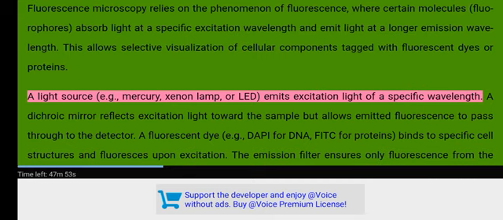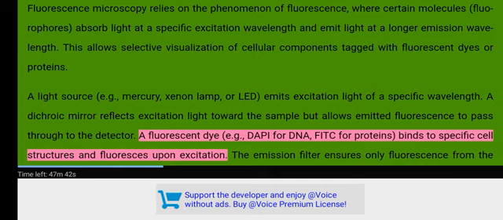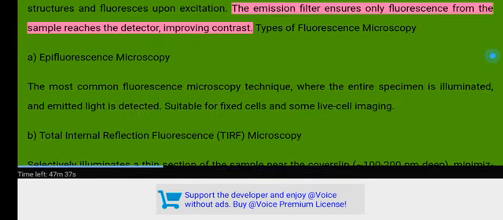A light source, e.g., mercury, xenon lamp, or LED, emits excitation light of a specific wavelength. A dichroic mirror reflects excitation light toward the sample but allows emitted fluorescence to pass through to the detector. A fluorescent dye, e.g., DAPI for DNA, FITC for proteins, binds to specific cell structures and fluoresces upon excitation. The emission filter ensures only fluorescence from the sample reaches the detector, improving contrast.